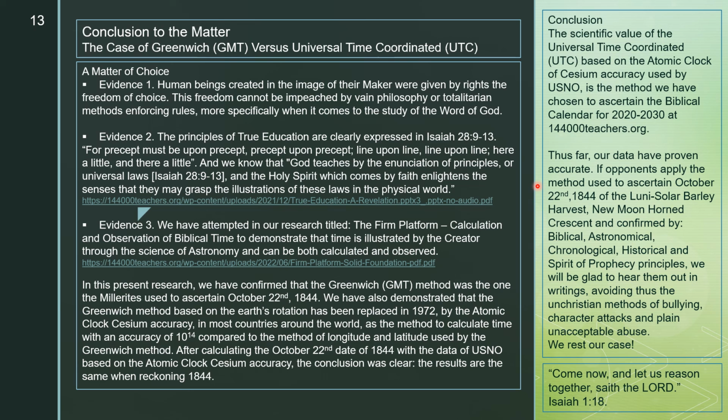If opponents apply the method used to ascertain October 22, 1844, of the lunisolar barley harvest new moon crescent and confirmed by biblical, astronomical, chronological, historical, and Spirit of Prophecy principle, we will be glad to hear them out in writing, avoiding thus the unchristian methods of bullying, character attacks, and plain unacceptable abuse. We rest our case.